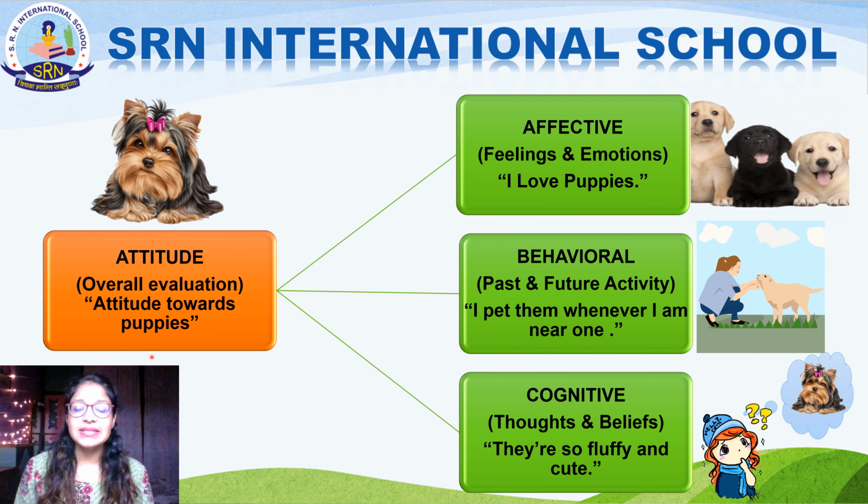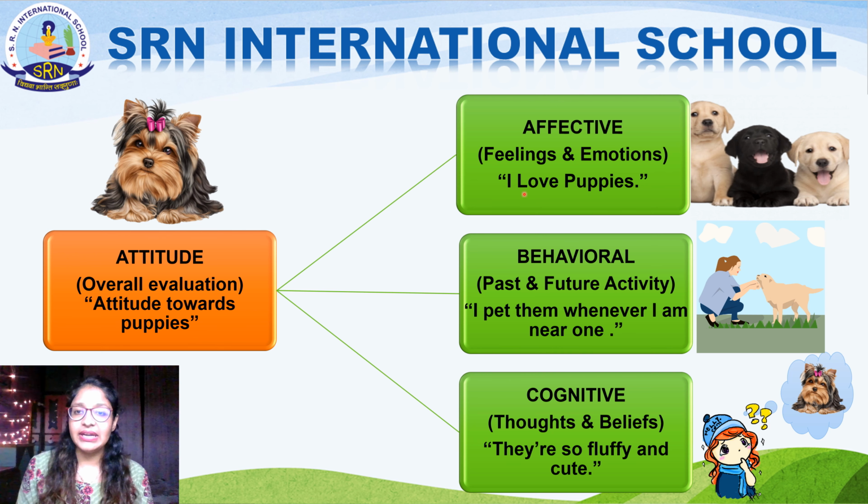On your screen, you can see a flow chart. Let's read it. So, what is attitude? It is an overall evaluation of the attitude object. Now, what is attitude object? Attitude object is an object or event or a person towards which you are studying the attitude. So here we are taking the attitude towards puppies. So here our attitude object is a puppy.